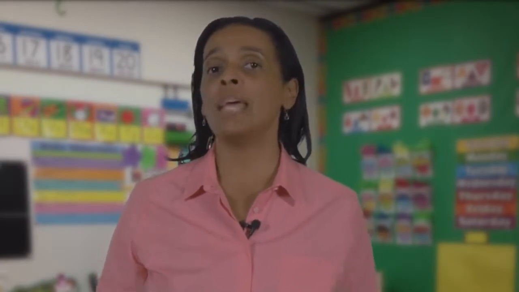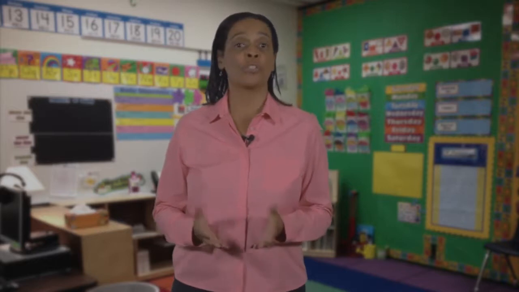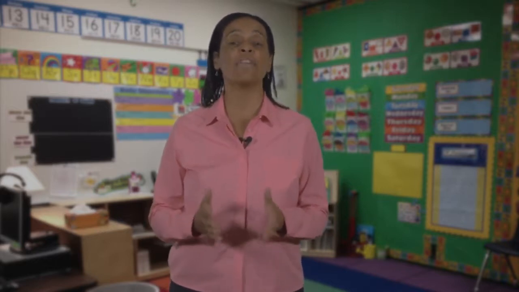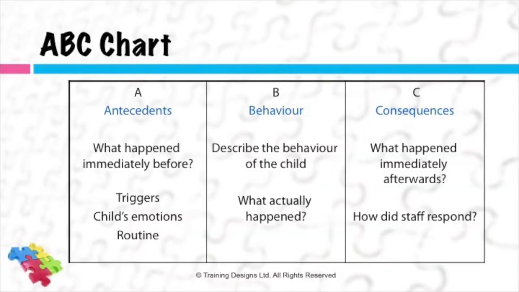So far, we've looked at strategies on how to deal with tantrums, reward charts, behaviour modification, and how to deal with biting. I'd now like you to look at this ABC chart, which is useful when recording and monitoring the behaviour of a child. This ABC chart can be used to record behavioural concerns. A stands for antecedents, that is, what has happened immediately before the behaviour took place. You can record any triggers, the child's emotions at the time, and what was going on in the routine.